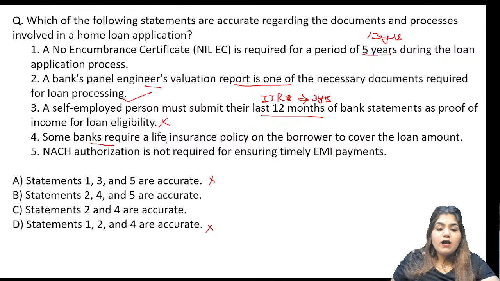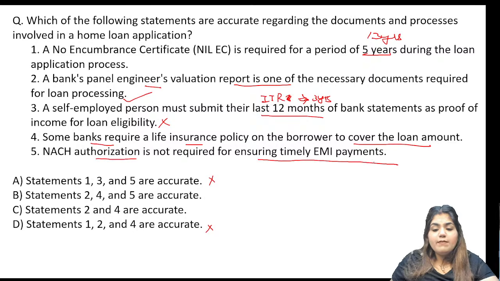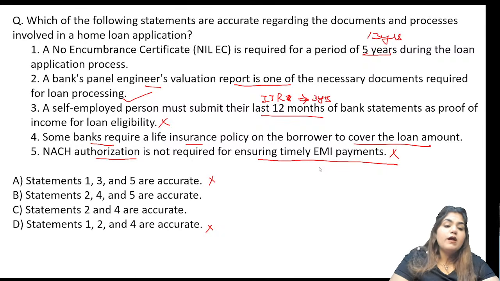Some banks require a life insurance policy on the borrower to cover the loan amount. This is correct. Statement number 4 is correct. NACH authorization is not required for ensuring timely EMI payment. This is incorrect. NACH authorization is mandatory for ensuring timely EMI repayment. It is mandatory. Okay? It is required actually.